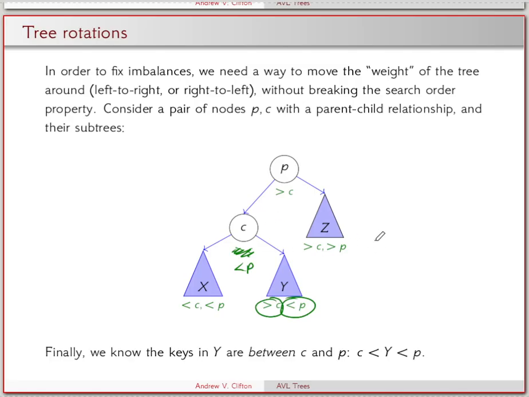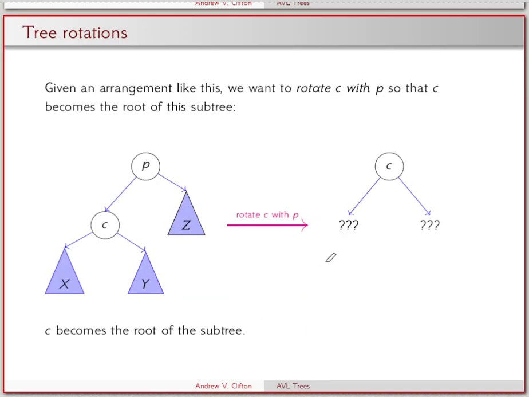So if we want to change the shape of this part of the tree, we need to do so in a way that still preserves these relationships. So let's say that we want to move C up so that it becomes the root of this subtree. Now again, this is not the root of the whole tree. There might be more stuff above it, but we want to change things so that C moves up to this position.